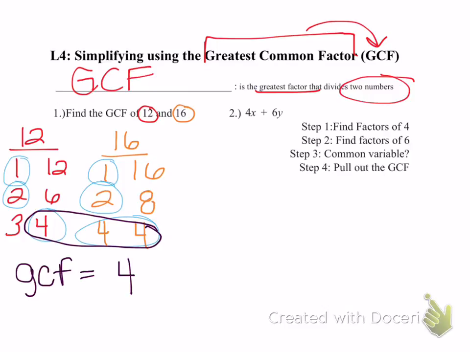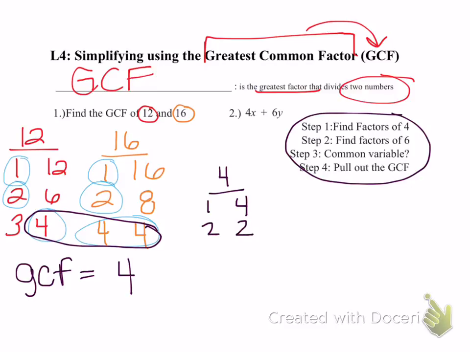So if I look at number 2, it gives me the steps over here, which is nice, but let's break it down. So we've got 4. What numbers multiply to get us 4? We got 1 and 4, and we've got 2 and 2. Okay, now let's look at 6. Well, what numbers multiply to get us 6? We've got 1 and 6, we've got 2 and 3.